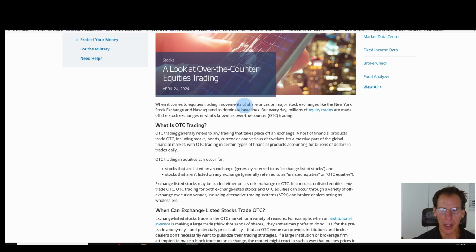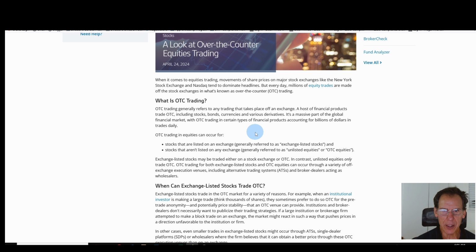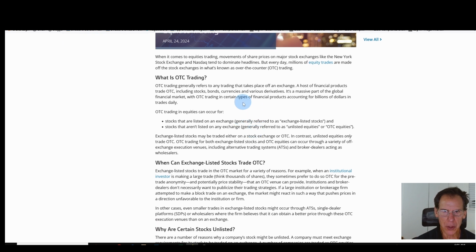When it comes to equities trading, movements of share prices on major stock exchanges like the New York Stock Exchange and Nasdaq tend to dominate the headlines. But every day, millions of equity trades are made off the stock exchanges in what is known as over-the-counter trading. What is OTC trading? OTC trading generally refers to any trading that takes place off an exchange. A host of financial products trade OTC, including stocks, bonds, currency, and various derivatives. It's a massive part of the global financial market, with OTC trading in certain types of financial products accounting for billions of dollars in trades daily.